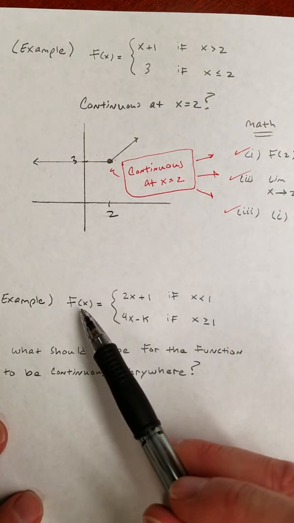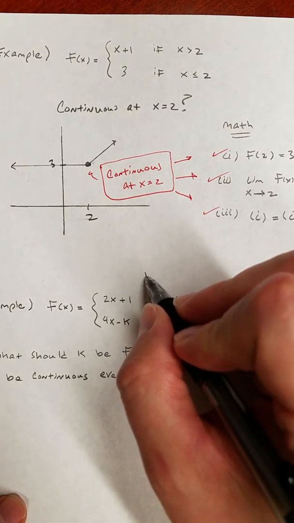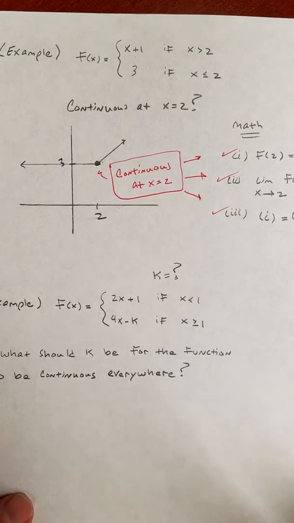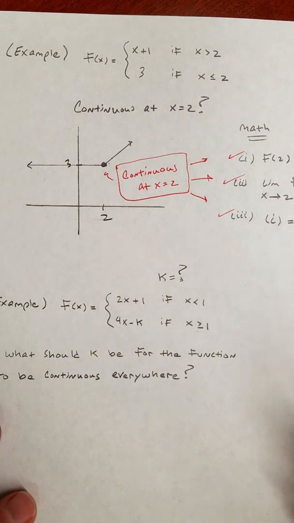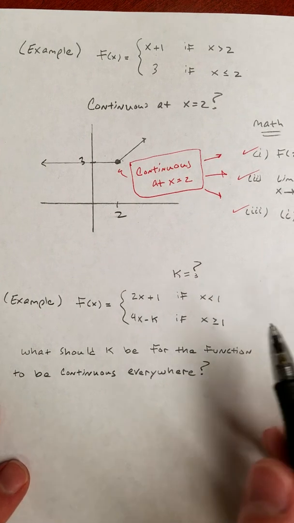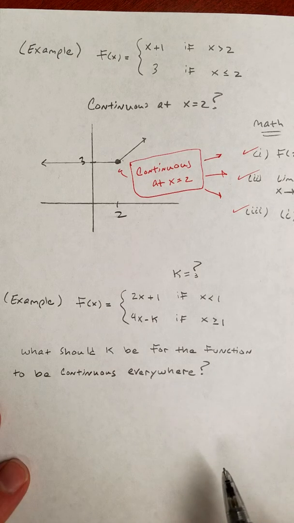It says, so I have this function. K is some unspecified number. It doesn't say what it is, like 4x minus k does not say what k is. What should k be for the function to be continuous everywhere?